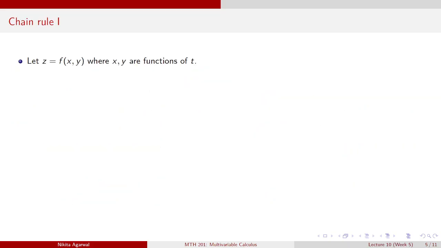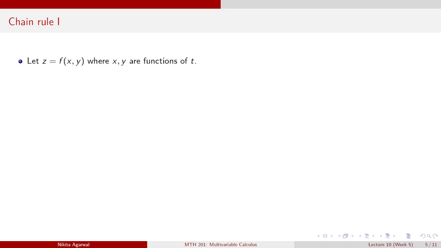So now let us come to what is called the chain rule. You have seen the chain rule in MTH 101, where you have two functions of one variable, you look at f composed with g, the derivative with respect to x comes out to be the derivative of f at g of x times the derivative of g at x. So that is what you know. Now we are going to extend the chain rule to functions of more than one variable.